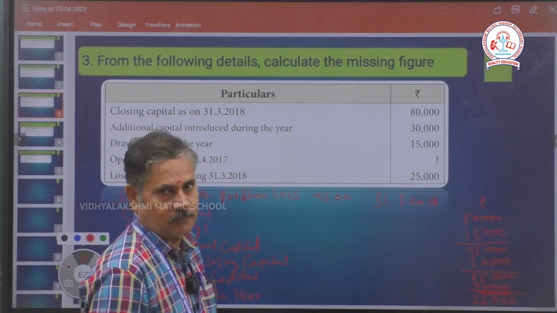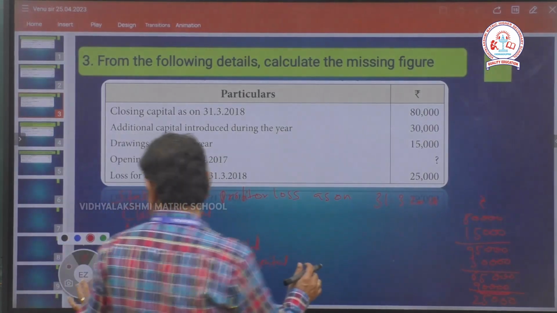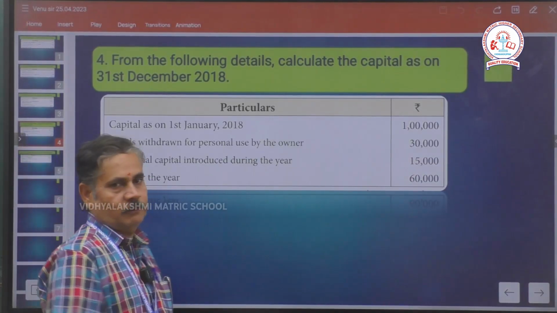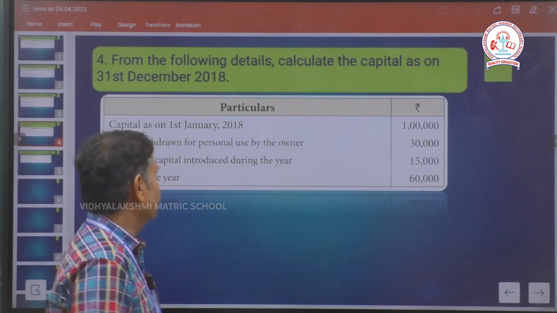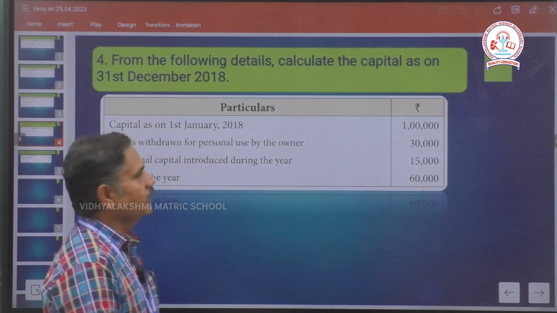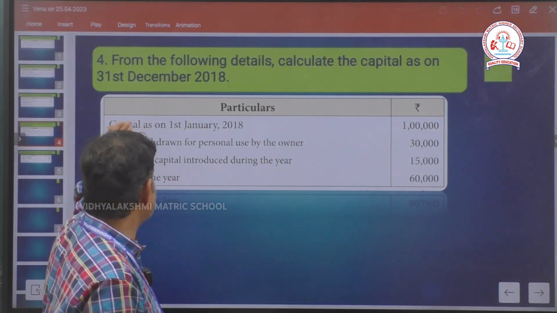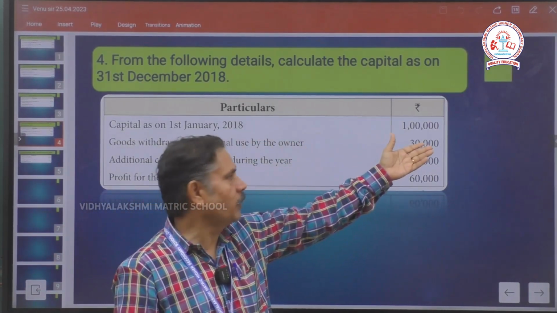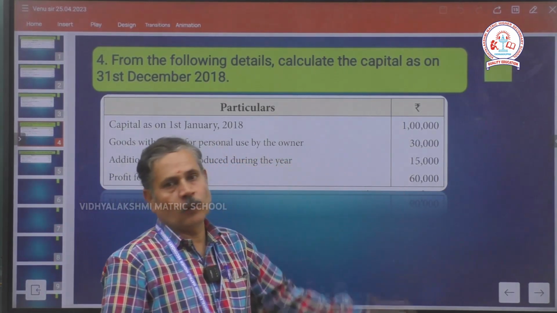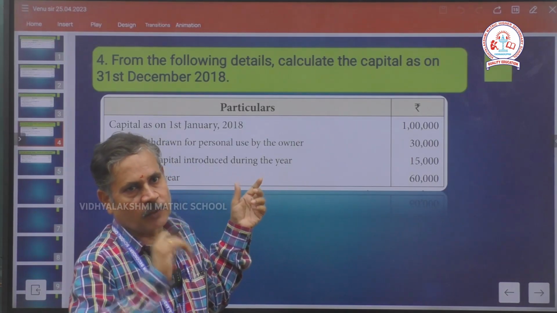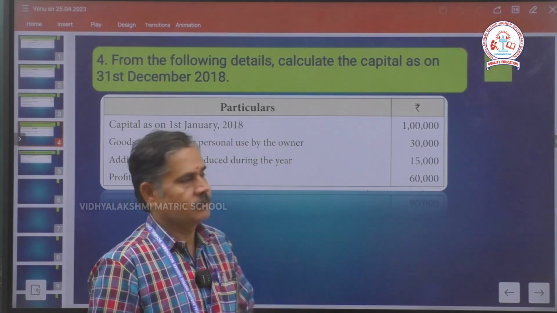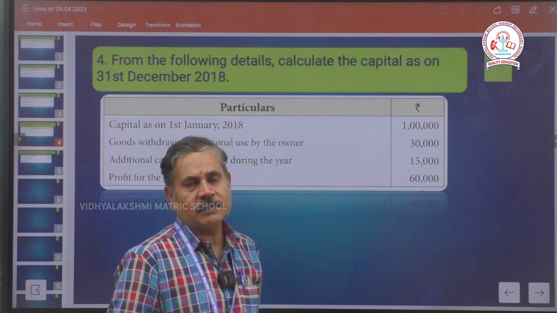Next one, fourth sum. Now we'll see the fourth sum. Do you understand, my dear students? You are all following? Listen, the fourth sum. From the following details, calculate the capital as on 31st December 2018. The opening capital is given as 1 lakh. And next one, goods withdrawn for personal use by the owner. Goods withdrawn means drawings here. Keep in mind, sometimes they give the name drawings, sometimes they will give the name withdrawals. So goods withdrawn for personal use by the owner, rupees 30,000.